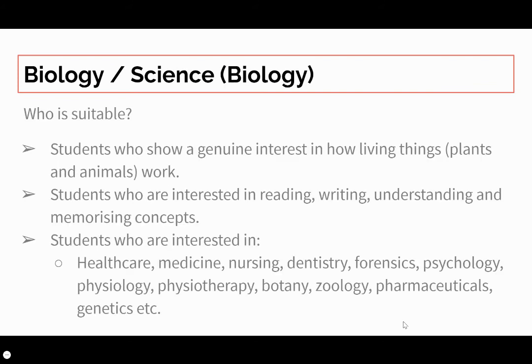So who is suitable? Students who show a genuine interest in how living things work, those who are interested in reading, writing, understanding, and memorizing concepts, and students who are interested in the following career options. But of course, again, this is not exhaustive. Do look up certain career options. Maybe they're not listed here. They might be related to biology. They may require you to take biology.